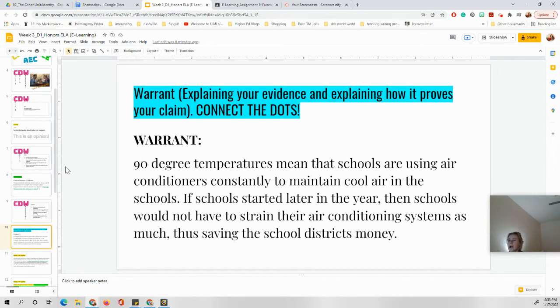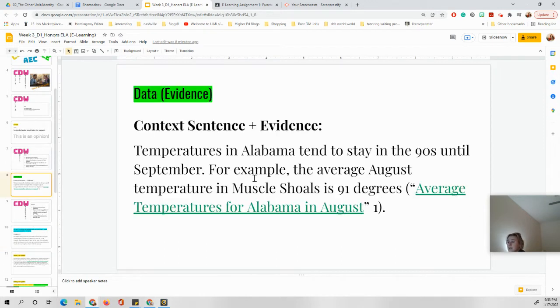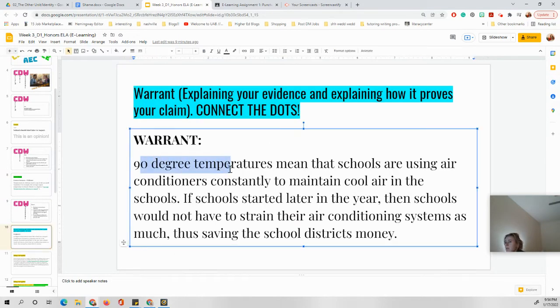Okay, so I am using my warrant. I'm explaining my evidence and how it proves my claim. Okay, so I might even need to change my evidence to explain how 90-degree temperatures have higher air conditioning costs. That might be stronger, but I'm explaining right here why 90-degree temperatures are a reason why it's proving my claim, why we should back that up.